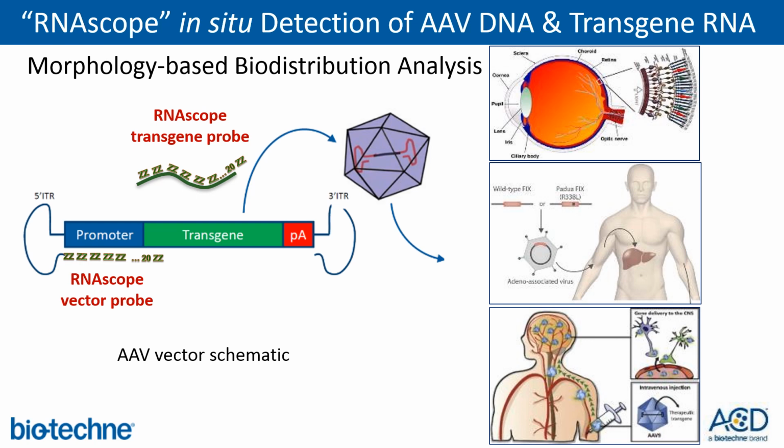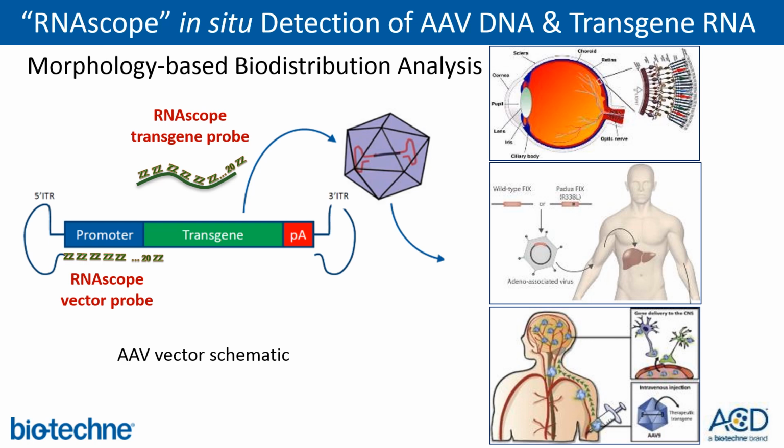What we've observed though is that probes to transgene sequences will of course detect the transgene mRNA. In addition, if we design a probe to a non-transcribed region, either a promoter region or if we target the negative or antisense strand, that probe will also detect the AAV vector DNA.